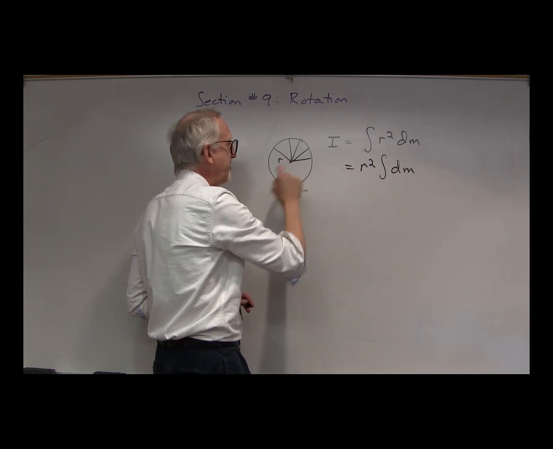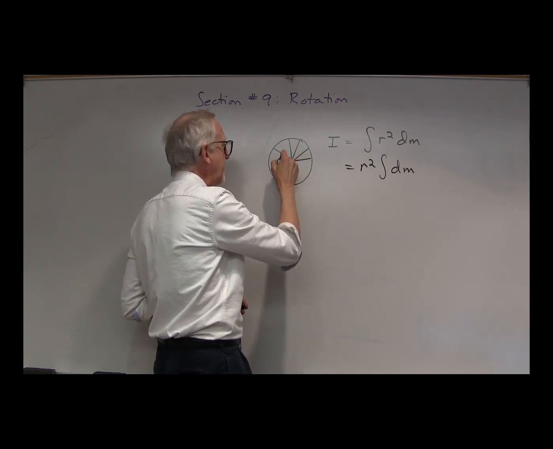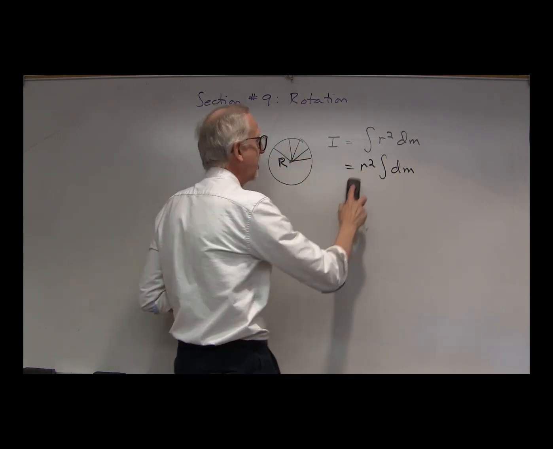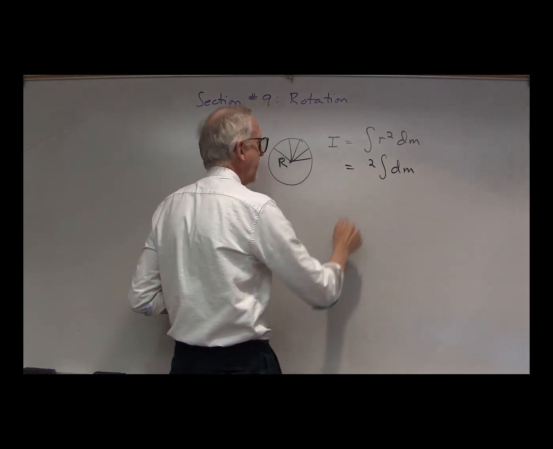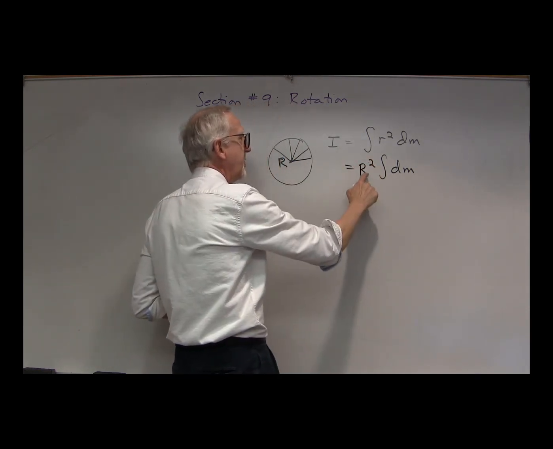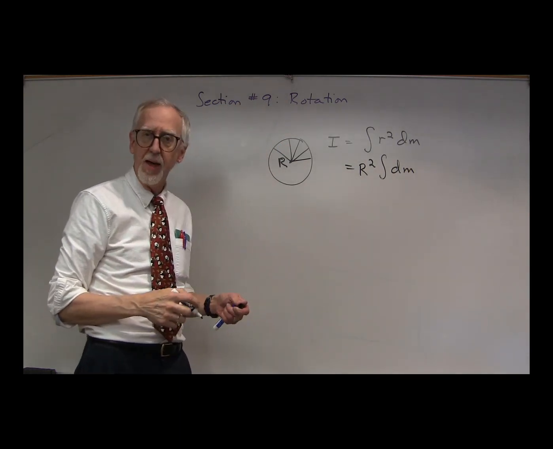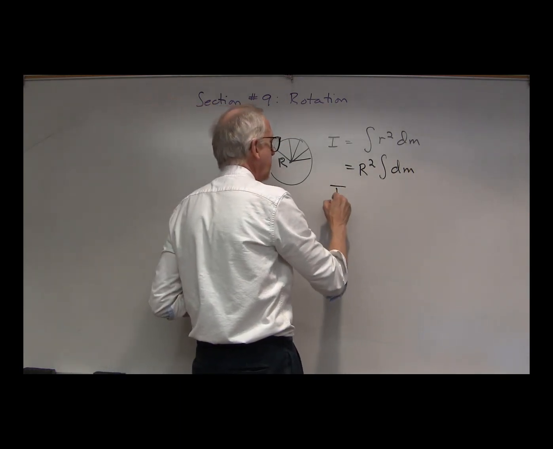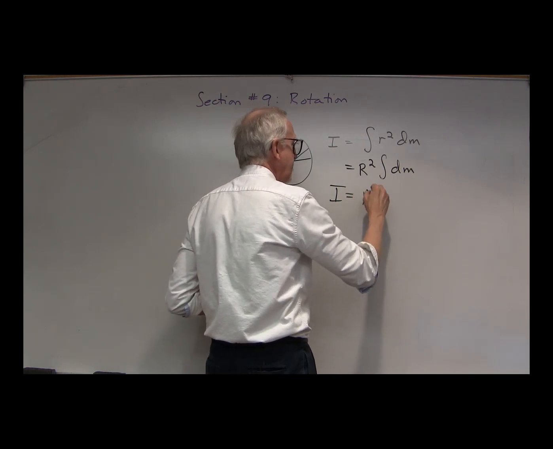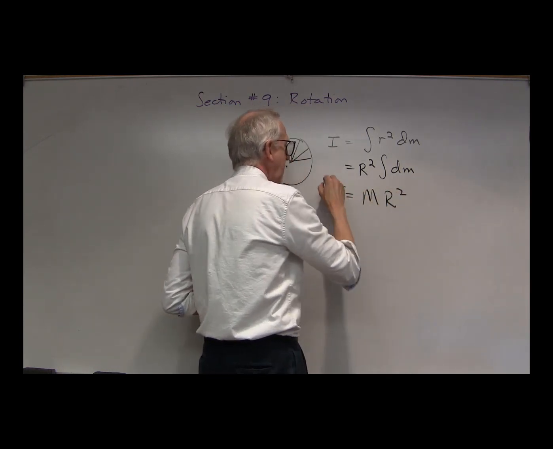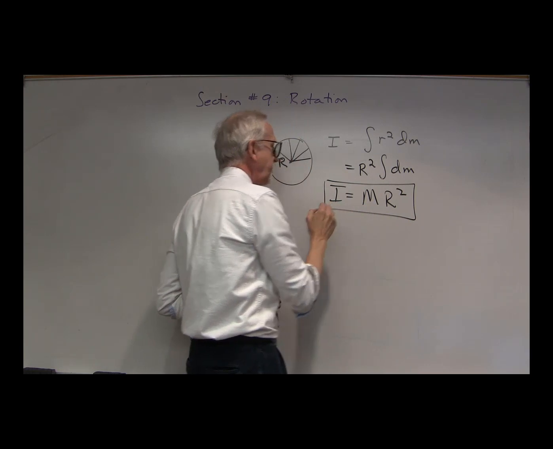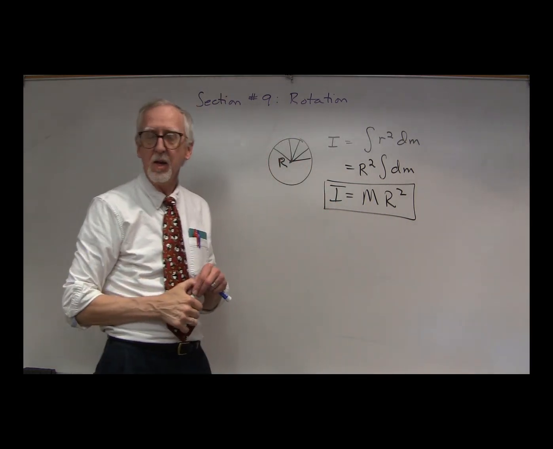Let's say we'll call the radius of this thing capital R. So the whole thing is at the same radius. We'll call that capital R. So then R squared times the integral of dm. What's the integral of dm? That's just the total mass. So the total moment of inertia is the total mass times R squared for the hoop. A very, very simple result.